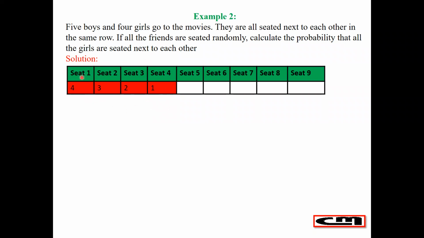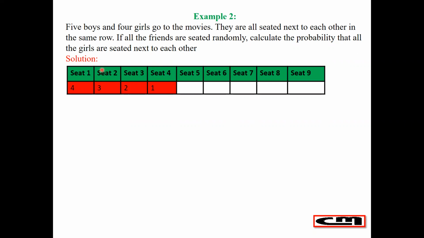The first seat, any of the 4 girls can occupy the first seat. The second seat, once the first seat is filled, any of the remaining 3 can occupy the second seat. Then once it's filled, we are left with the 2 girls. Any of the 2 can occupy seat number 3. Once it's filled, we are left with the one who will fill seat number 4. So this is what is happening.